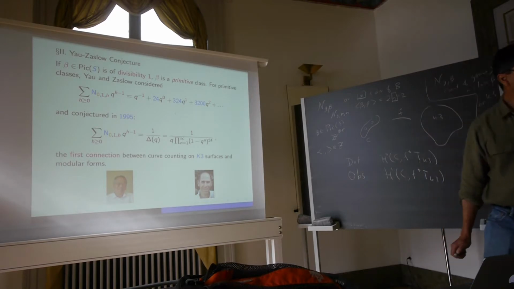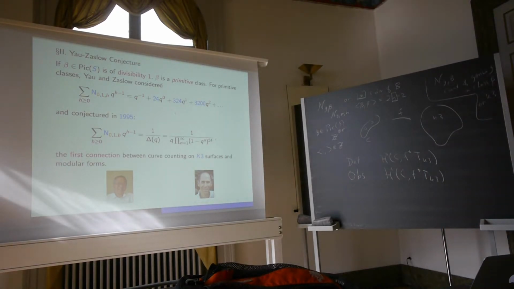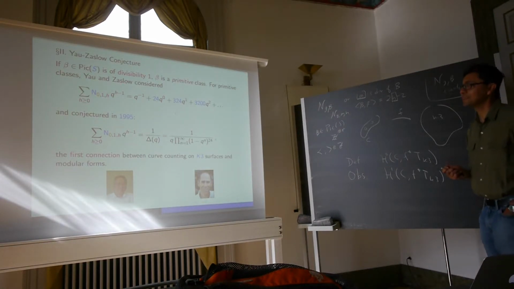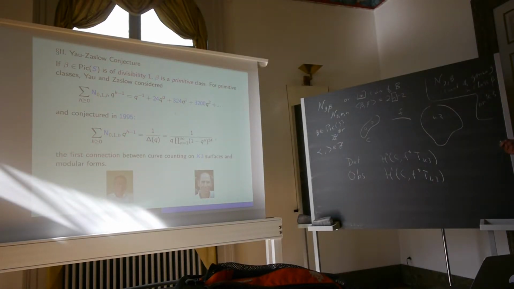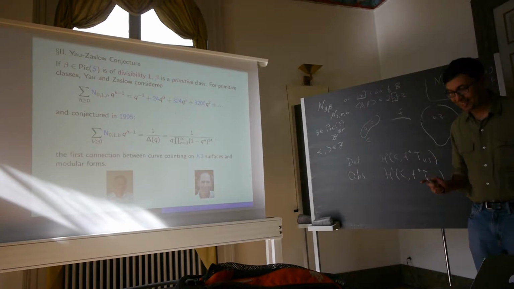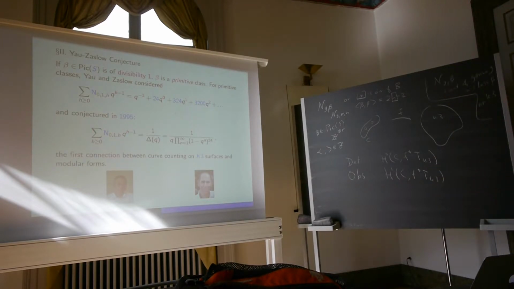But this conjecture came before physics. I mean, that's not correct to say. Zaslow was a student of Vafa, and the motivation was actually from physics. In fact, it was from homological mirror symmetry. That's one thing to say. On the other hand, it's not fair to say this conjecture was entirely from physics.